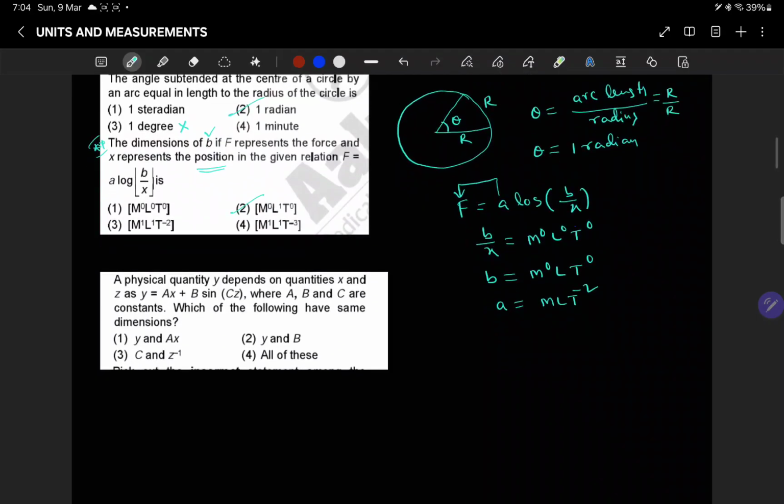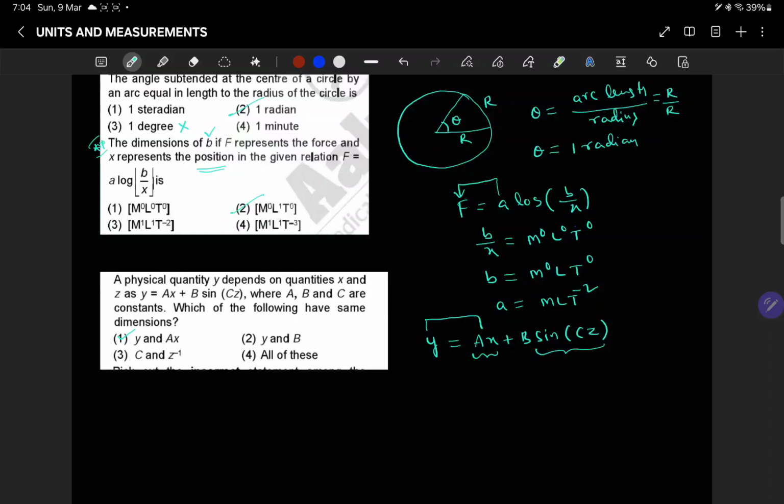Yes, students. Next one, a physical quantity y depends on the quantities x and z, y equal to... Next question, also principle of homogeneity, y equal to ax plus b sine cz. Just now I told, trigonometric functions have no dimensional formula. Now you see, dimensional formula of y equal to dimensional formula of ax. Why? Because these two are equated. Ax dimensional formula, y same only.